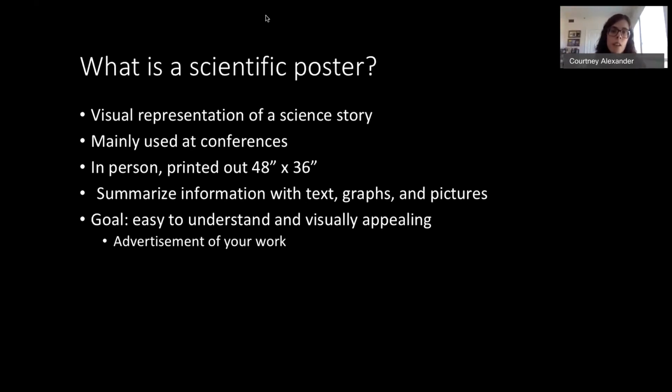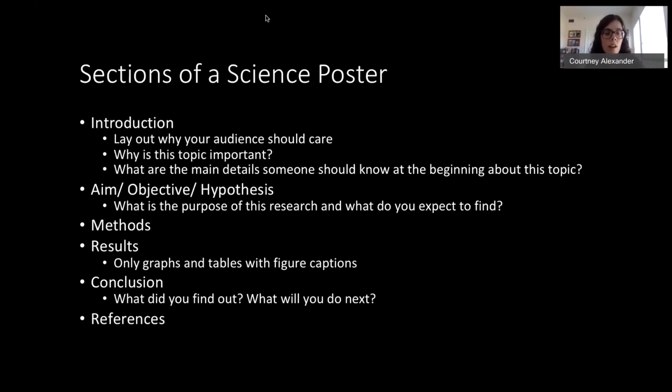So it has several sections that are familiar to you, that are similar to what we talked about for lab reports. It's got an introduction that should lay out why your audience should care about your poster, why this topic is important, and then give some of the main details that someone should know about the beginning of your project. You then want to have an objective section that covers the purpose of the research and the hypothesis. So what did you want to do? What did you expect to find?